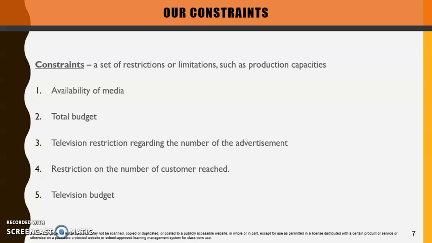After decision variables and objective function, now it's the turn for the constraints of the problem. The constraints that we have with this problem could be categorized in 5 categories, as you can see in this slide: availability of media, total budget, television restriction regarding the number of the advertisements, restriction on the number of customers reached, and finally, television budget.